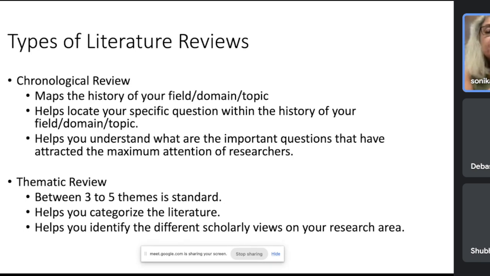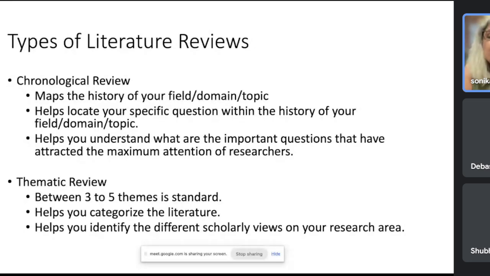So what a chronological review allows you to do is to map the history of your field or domain, right? And it will give you a very good understanding of what has been important in your field and what has attracted the maximum attention of researchers.